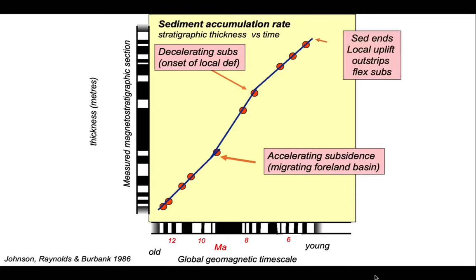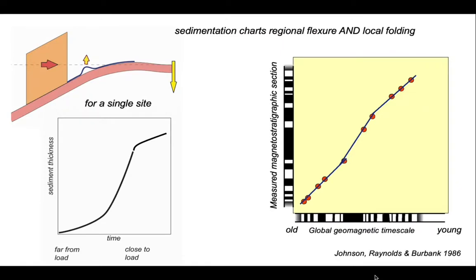So the termination of the record here, where sedimentation has ended, tells us that local uplift has outstripped the flexural subsidence. So in other words, the folding has accelerated faster than the subsidence has been able to. And that erosion is kicking in, and that sediment is being recycled back into the foreland basin. So our thought experiment did pretty well, and is matched by the sedimentation record in this part of the foreland basin. And Johnson and co-workers did the same sort of thing in a number of sites around this part of the foreland basin. So sedimentation is charting two tectonic processes.